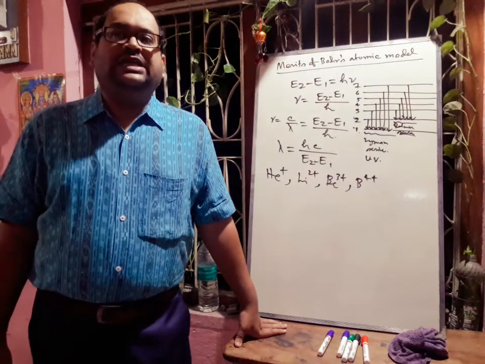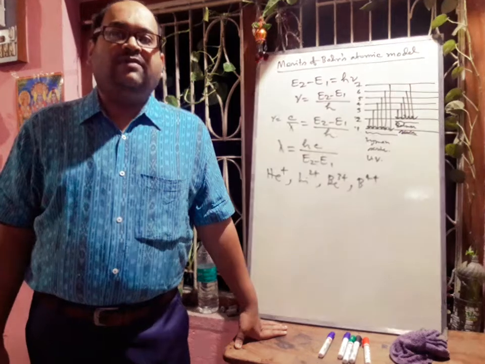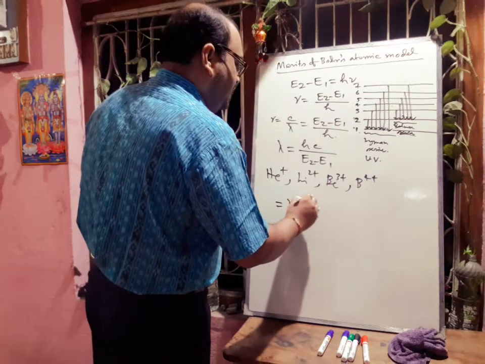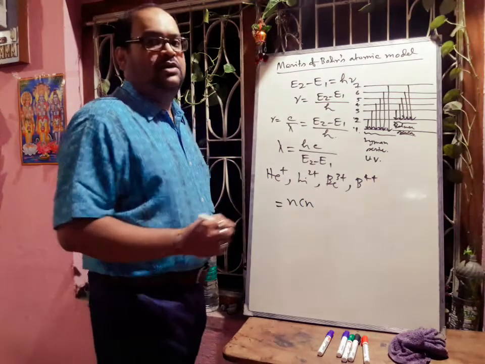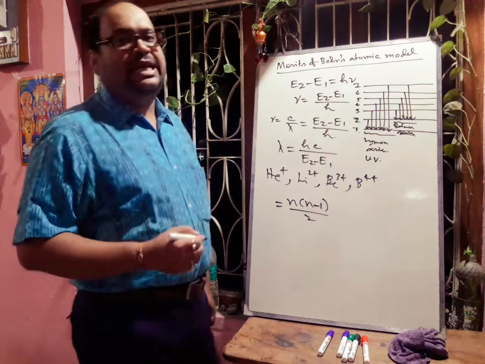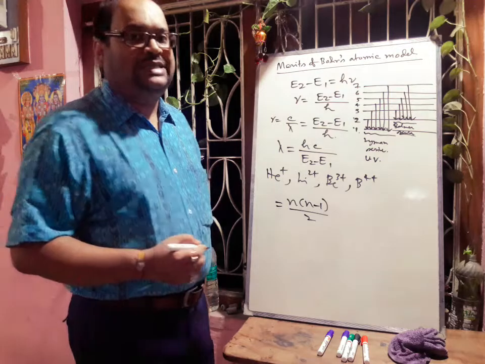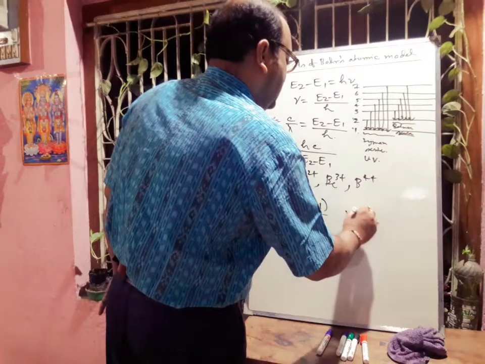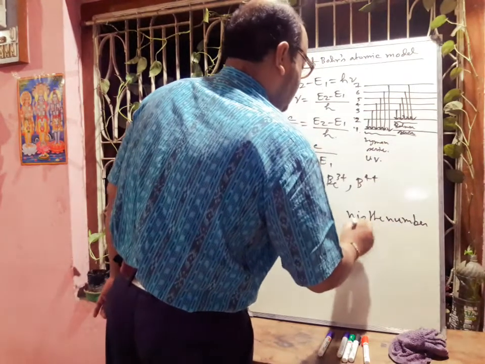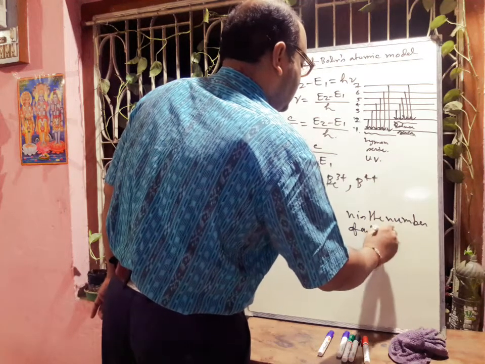In general, how many lines will be formed? There is one formula. That formula is number of lines is equal to n into n minus 1 divided by 2. Now what is n? Here n is the number of the outermost shell.